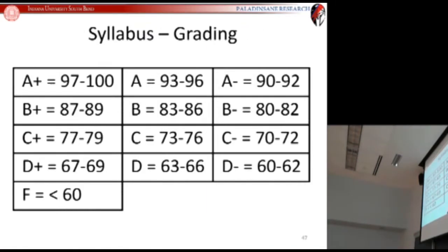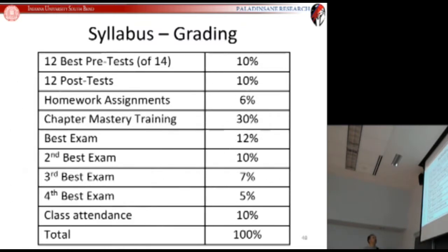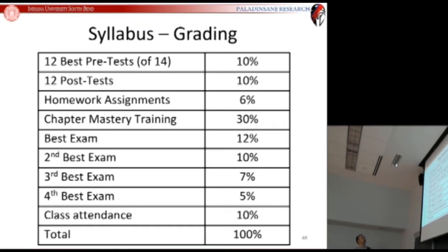All right. Grading breakdown. So there's a grading breakdown, pretty standard stuff that you've probably seen in other courses. What you might not have seen in other courses is this right here. So we've got your 12 best out of 14 pre-tests, this worth 10%. Your 12 post-tests worth 10%. Your homework assignments, 6%. Chapter mastery training, that's the big one, 30% there.